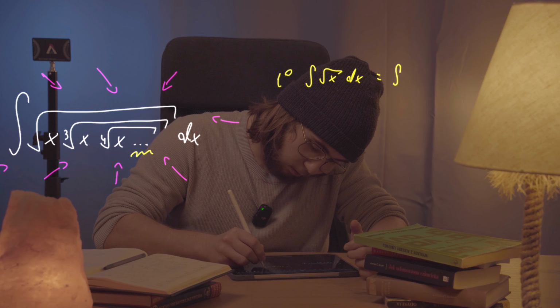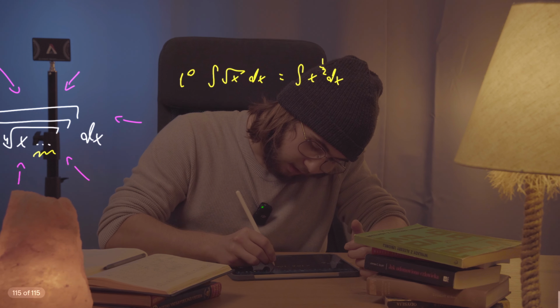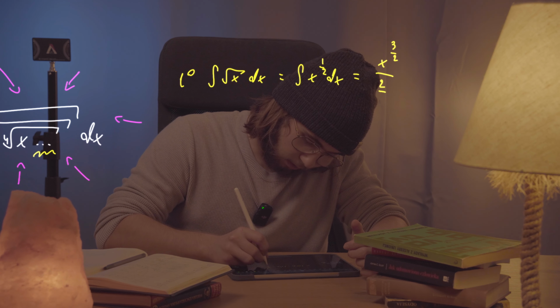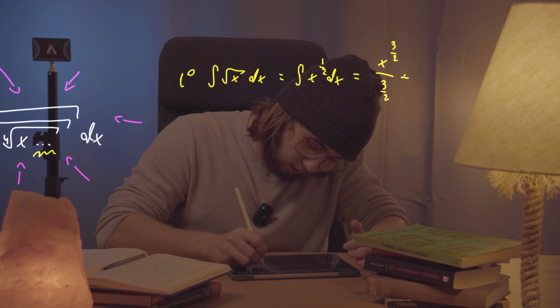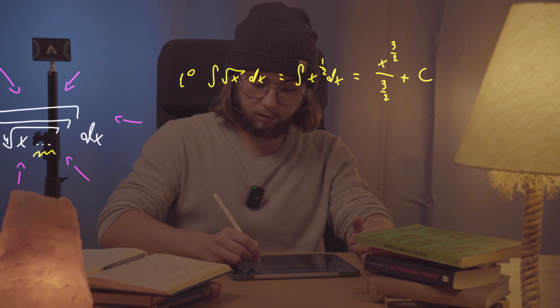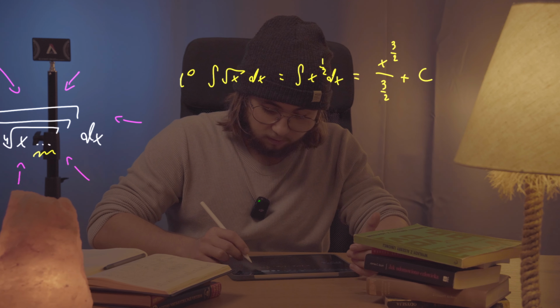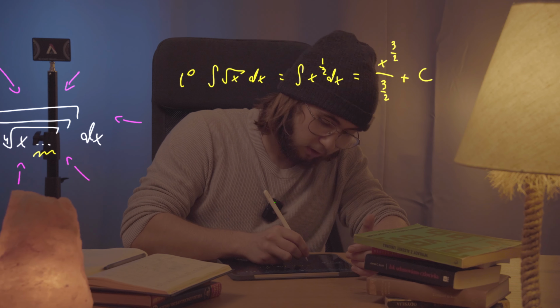It's just the integral of x to the power of a half dx. The antiderivative of this is x to the power of 3 over 2 divided by 3 over 2, and then plus a constant, because you can never forget the constant. It's once again to you, engineers.